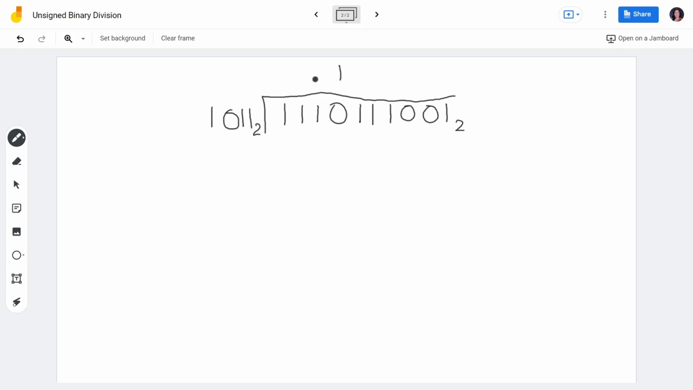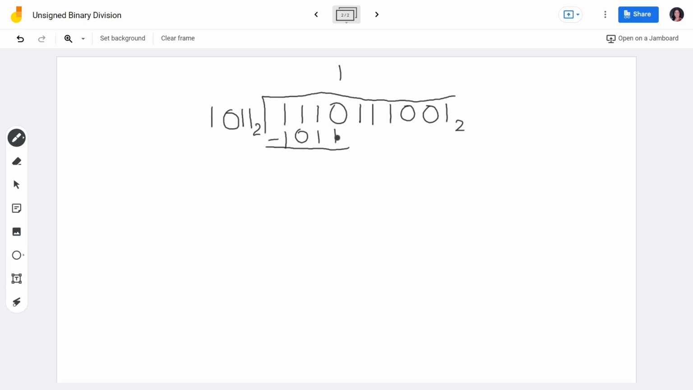So we have 1 times 1, and then 1 times 1 again, and then 1 times 0, and then 1 times 1. So we multiply just like our division in our decimal number system. And then we're going to subtract. So that's the tricky part.